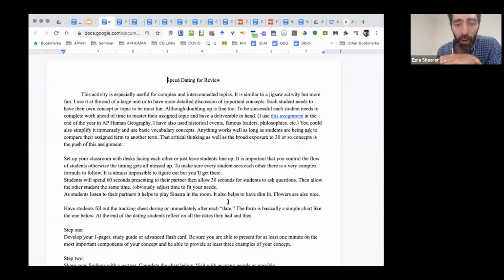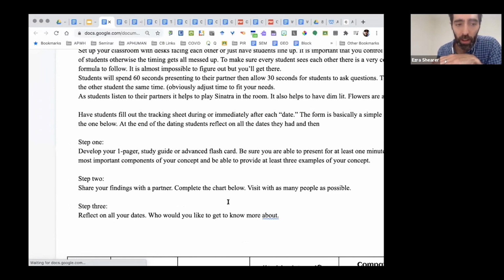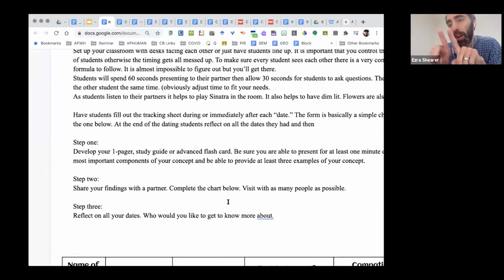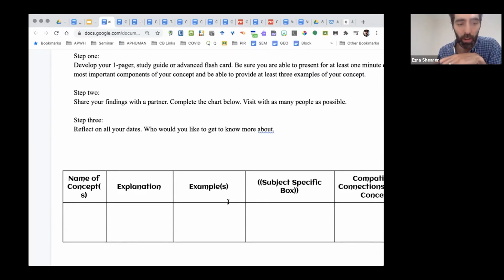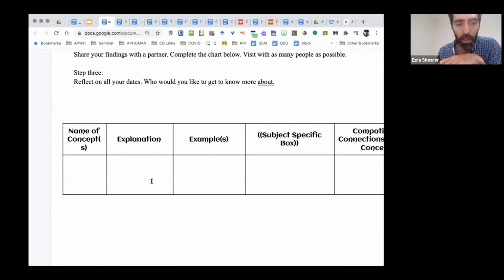The basic setup is that students are going to go from one person to another. They're going to introduce themselves, give a 60-second spiel about who they are as the concept or the term itself, and some examples of what it is or what their concept is. They'll do 60 seconds, 30 seconds for questions, 60 seconds for the second person, 30 seconds for questions, and then you rotate. As people are going through, meeting more people over and over, they name the concept they meet, they give an explanation, examples, jot down a few notes.